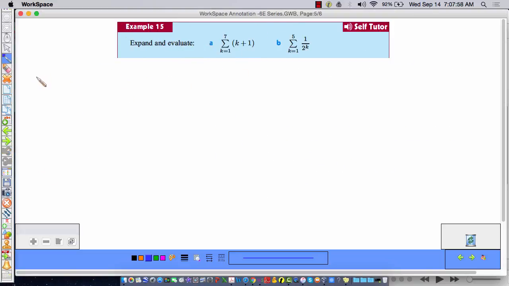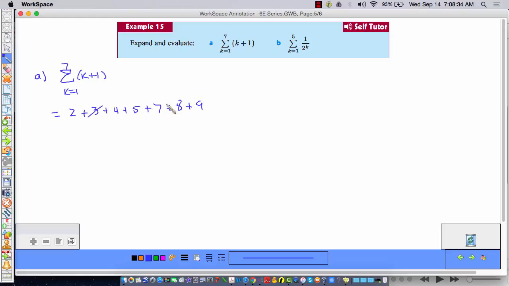Expand and evaluate. Kind of just did that. So we have the sum from k equals 1 to 7 of k plus 1. So that's going to equal 1 plus 1 is 2. So that's for k equal to 1. For k equal to 2, that's going to be 2 plus 1, which is 3. So I'm just going to have 7 terms. You can see what the pattern is. It's just going to keep increasing by 1, and there's 7 terms. 1, 2, 3, 4, 5, 6, 7.